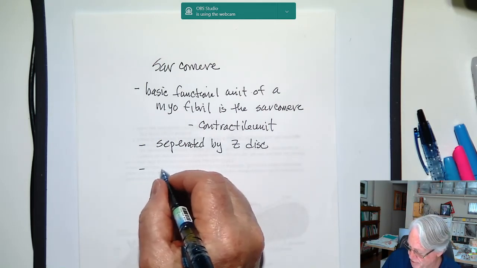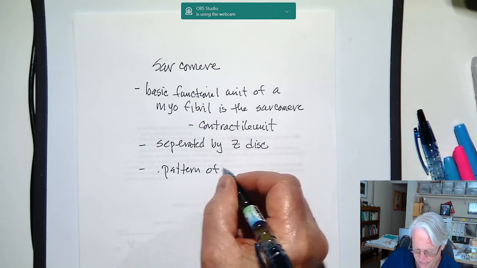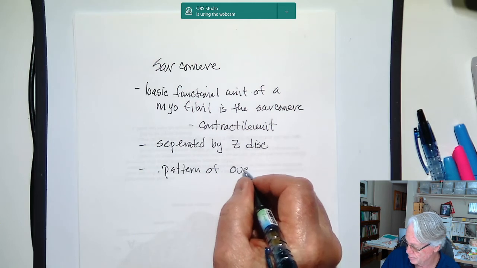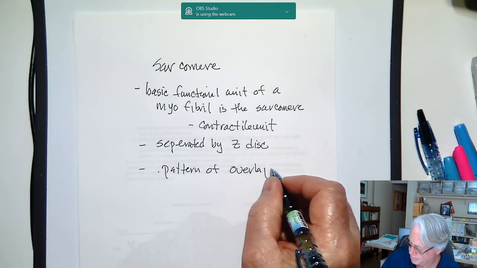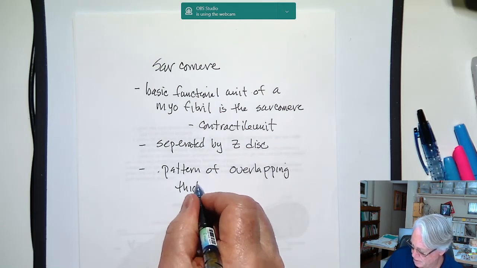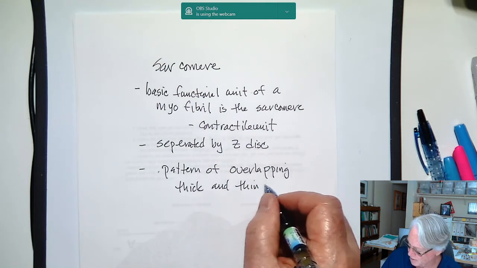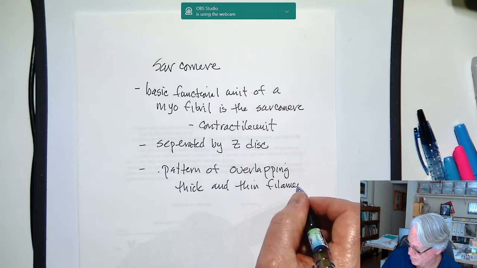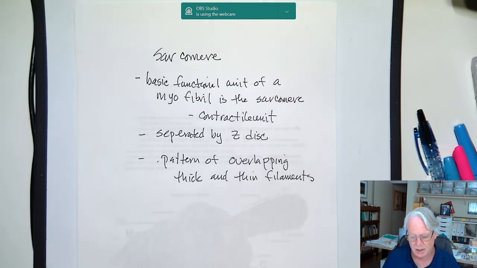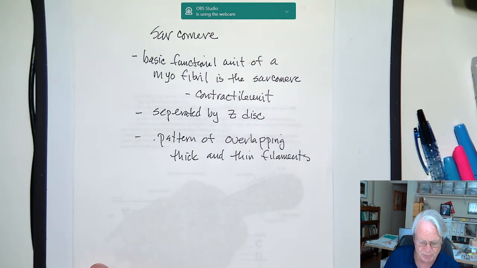And we have a pattern of overlapping thick and thin filaments. Okay. I'm going to write the definitions of each of these zones, and then we're going to do a picture, an image, and identify those zones. So let's get the information down.